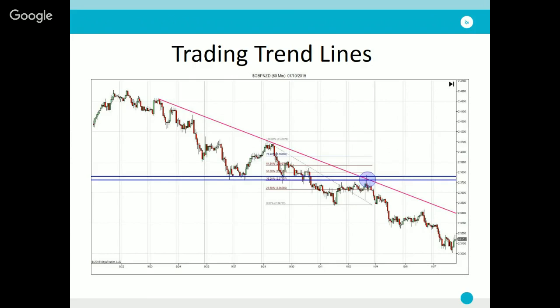So we'll take a look now at another way that we can trade trend lines, and that is in a slightly more advanced way, to look to trade the retests of broken trend lines.